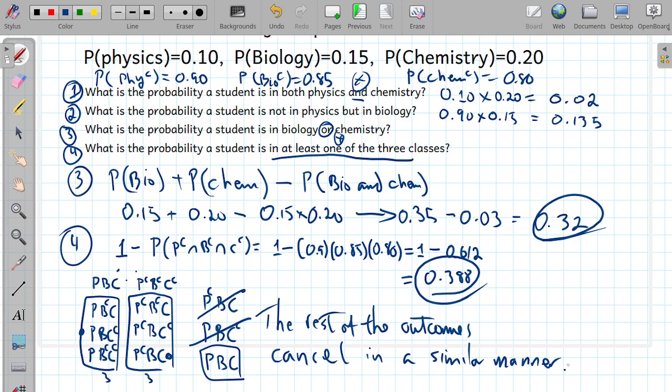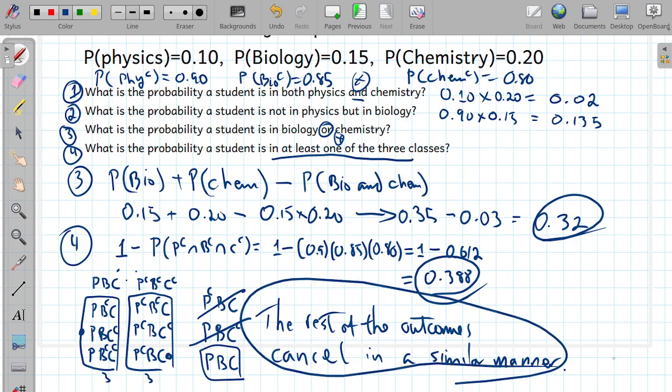Anyway, now that we're back and live again, the rest of the outcomes in the sample space will cancel out in a similar manner as happened with this column, which is why we end up with these 8. So you can do it that way, as long as there's not too many combinations, or you can go the 1 minus route.